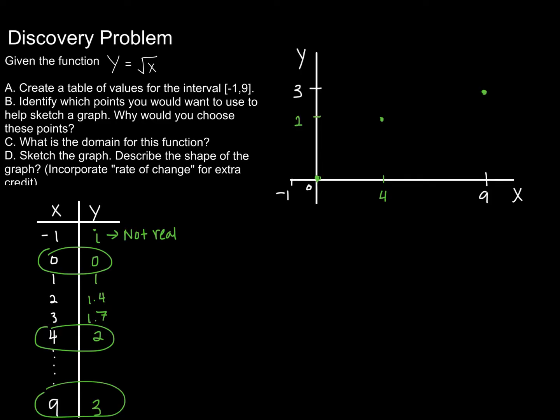Okay, so let's start off with just the table and noting some of the things that we get from the table. The first is, of course, you can't take the square root of a negative number. That's going to be the imaginary number i, which is not real. So that's not going to show up on our graph here.